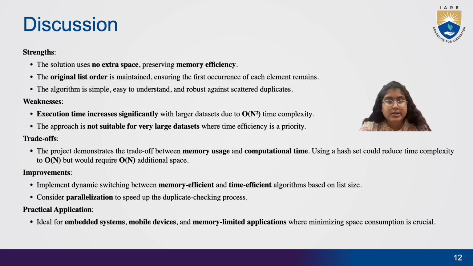Possible improvements include introducing dynamic switching between algorithms based on list size, or even parallel processing for large datasets. Applications are widespread, especially in embedded systems, mobile devices, and resource-limited environments, where memory optimization is crucial.